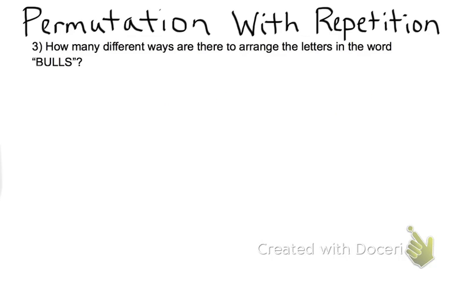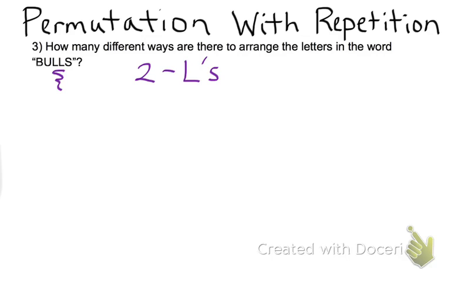Number 3, how many different ways are there to arrange the letters in the word bowls? Now this problem is a little bit different than number 2, because if you look at the word bowls, there's 2 duplicate letters, and that's our 2 L's. So we have 2 L's in this problem, which means when we do different permutations of the word bowls, we're going to have duplicate answers.